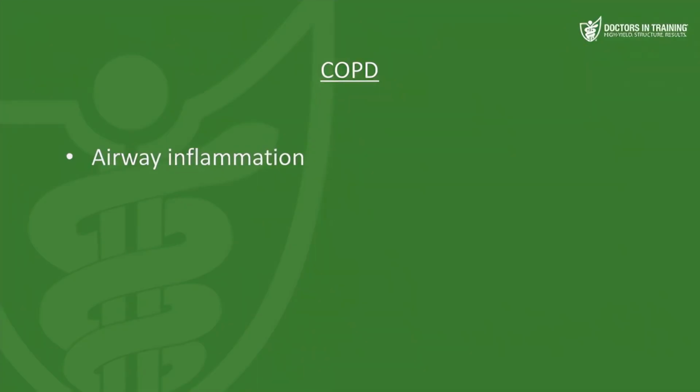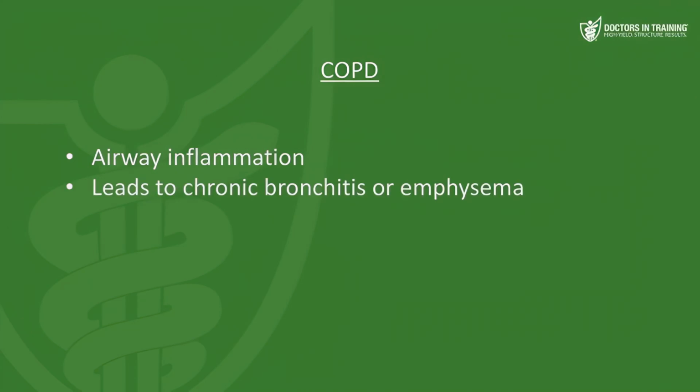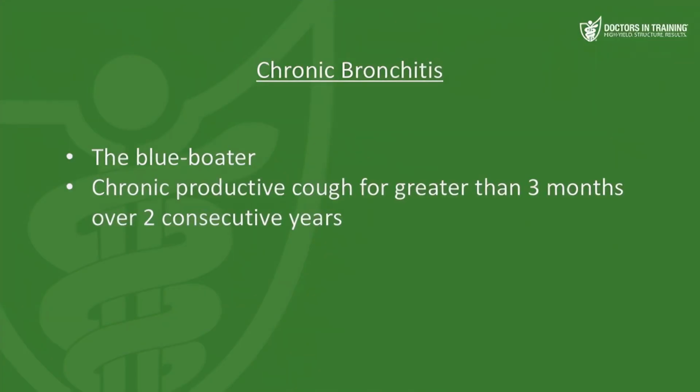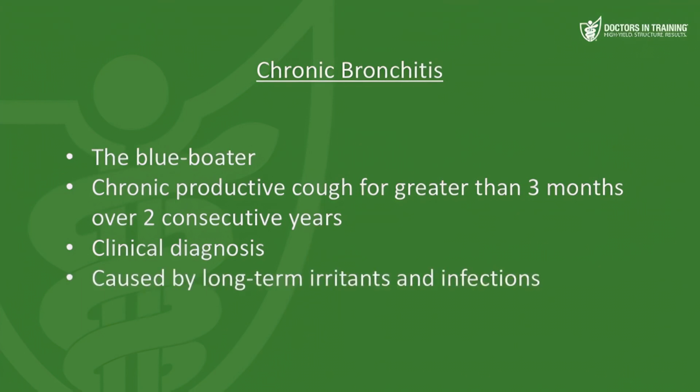COPD is due to airway inflammation, and it leads either to chronic bronchitis or emphysema. Chronic bronchitis, the blue bloater, is consistent with chronic productive cough for greater than 3 months for more than 2 consecutive years. It's a clinical diagnosis, not a histological one. It can occur before or after they develop airflow limitation, and typically is caused by long-term irritants and infection, and the most likely irritant is chronic smoking.